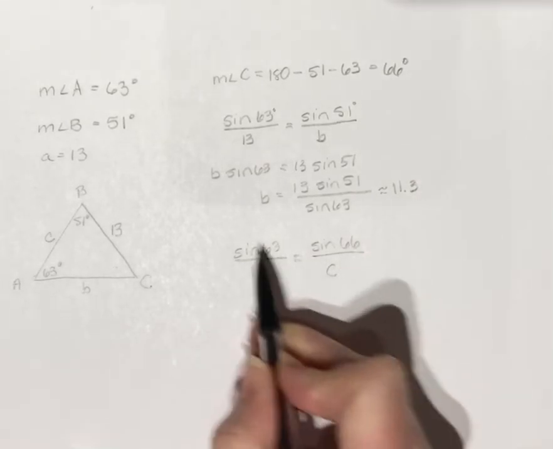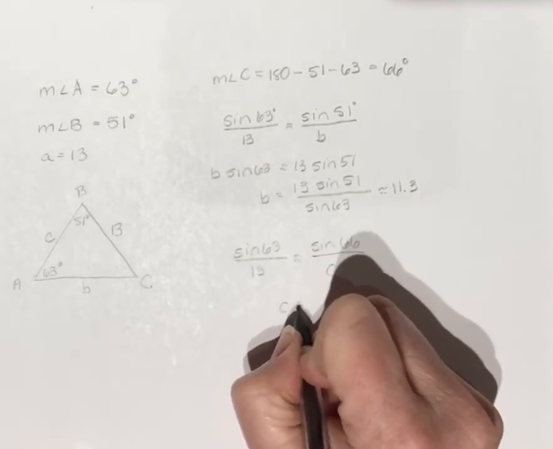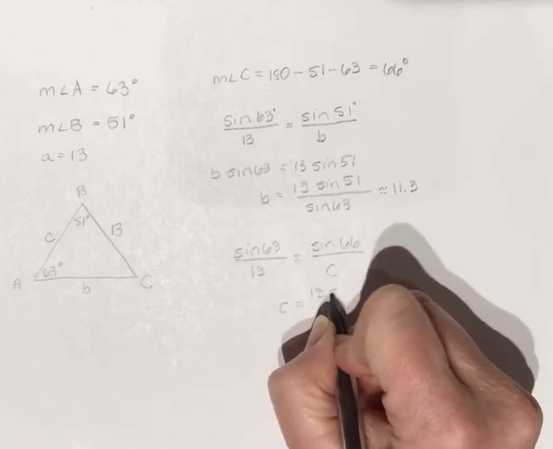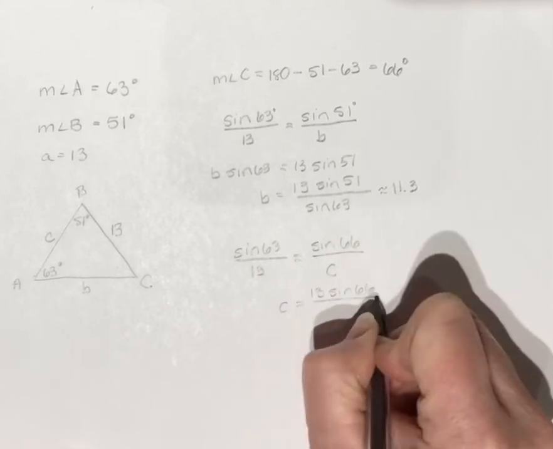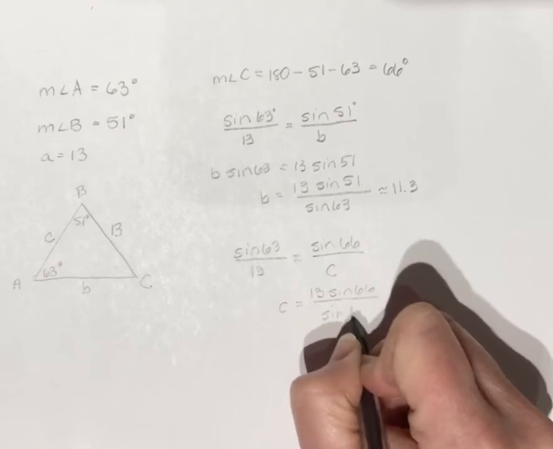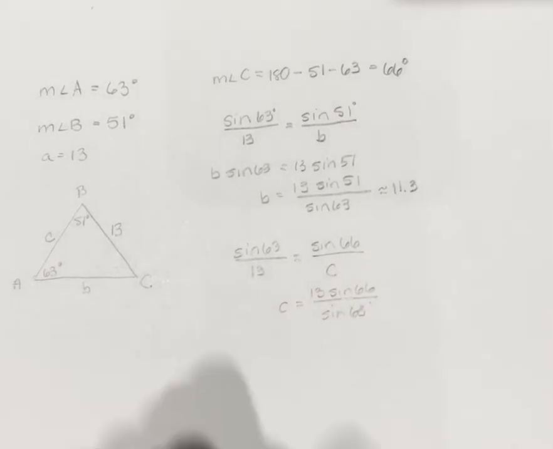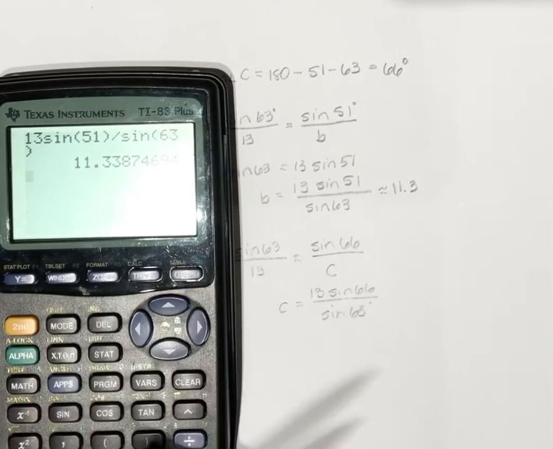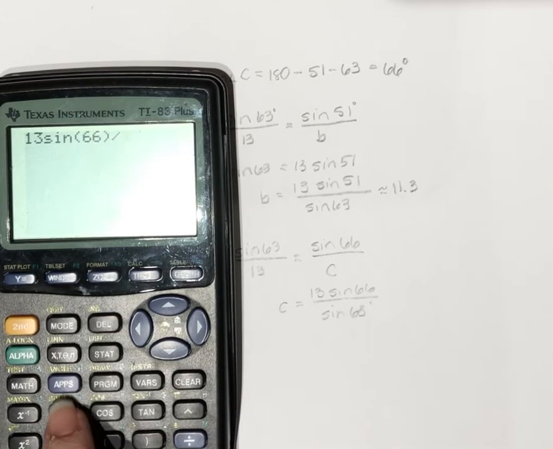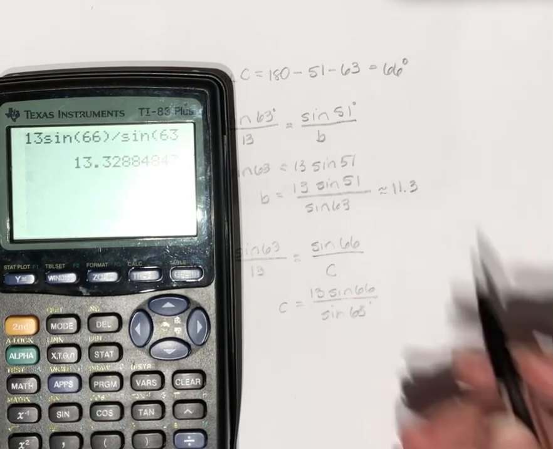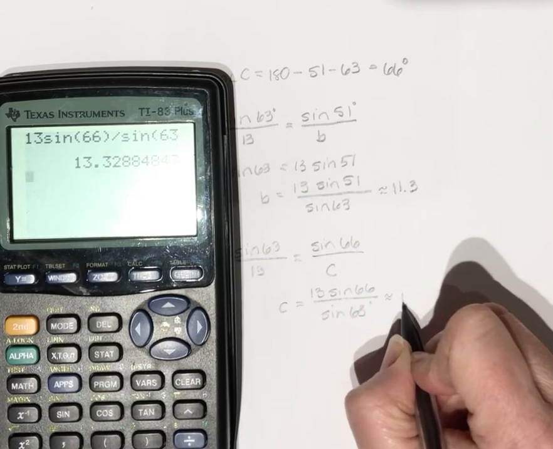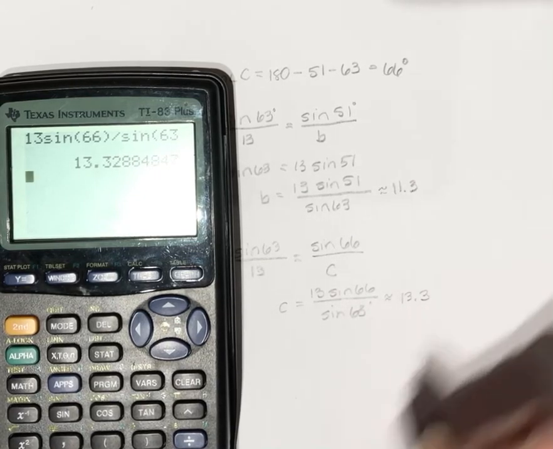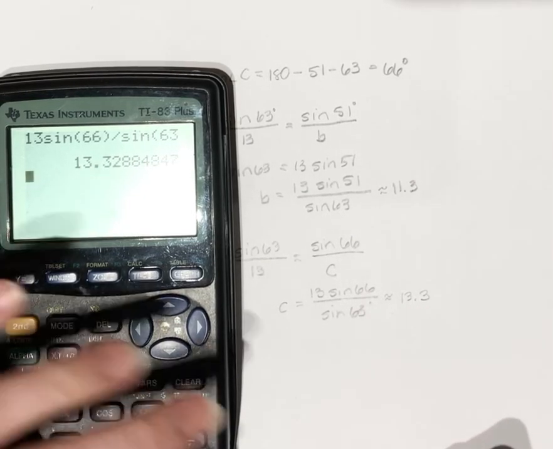So same thing, cross multiply and divide. So C is going to be equal to 13 times the sine of 66 over the sine of 63. So again, I will plug that in my calculator. So 13 sine of 66 divided by sine of 63. And then this is approximately 13.3 to the nearest tenth.